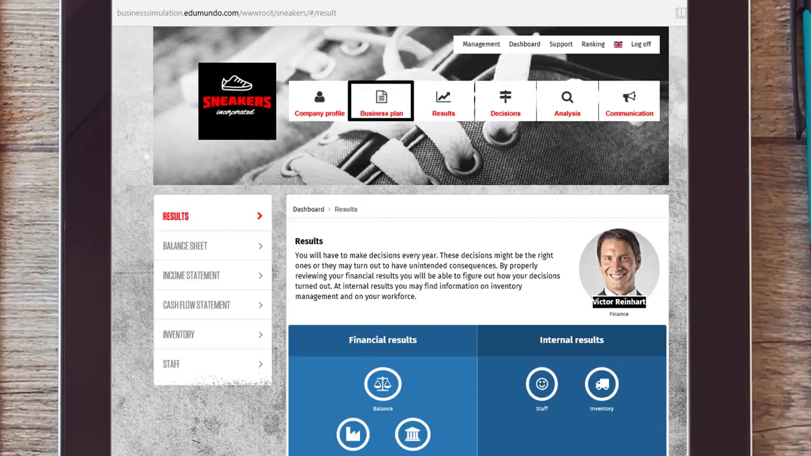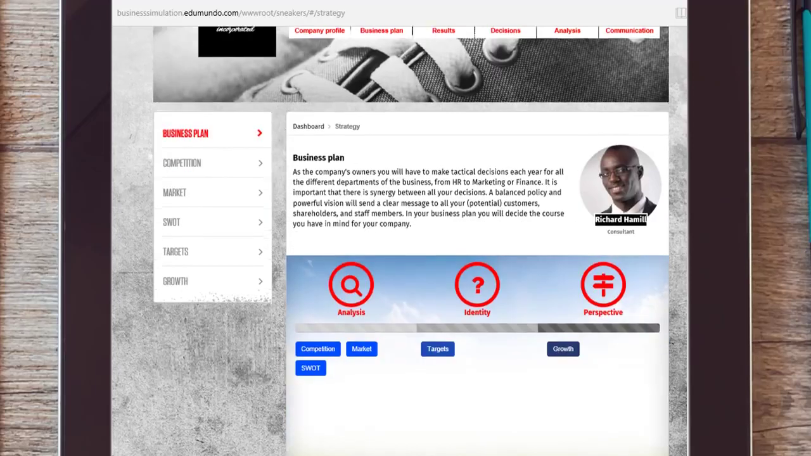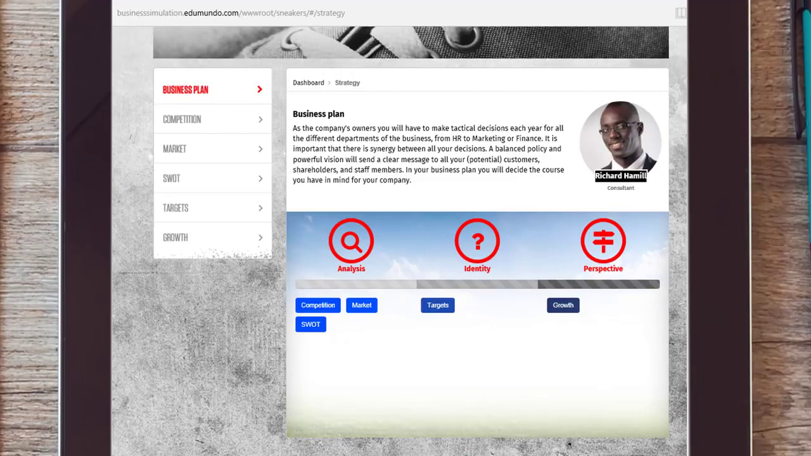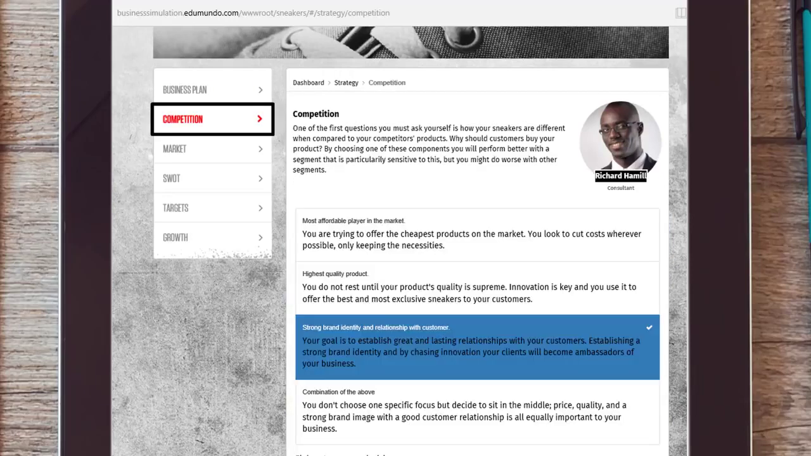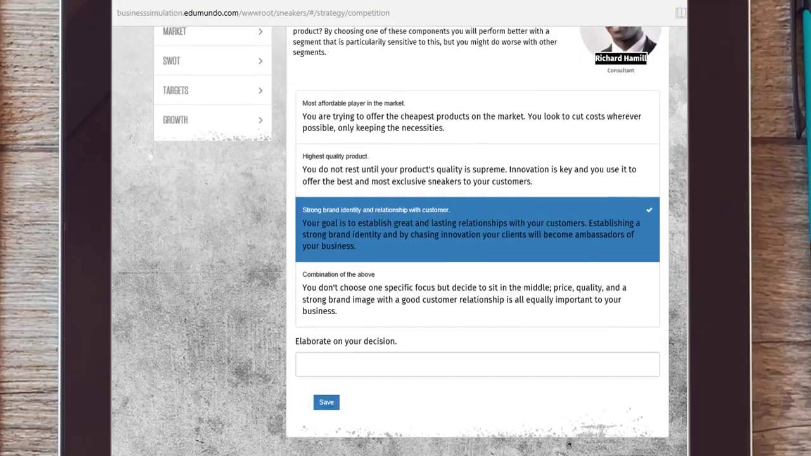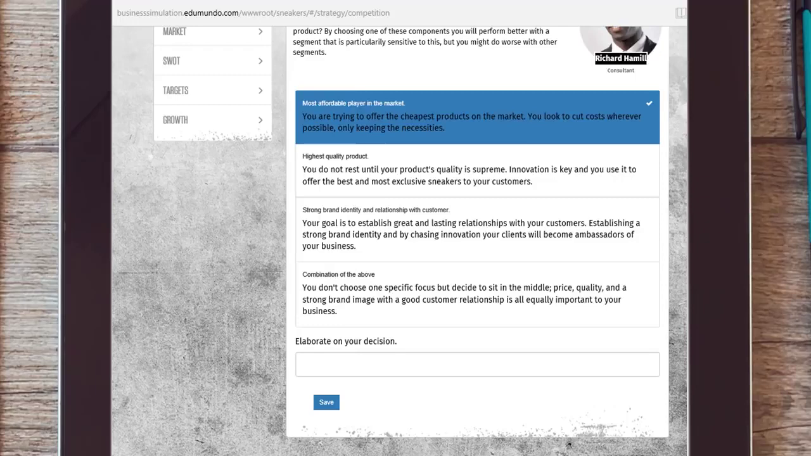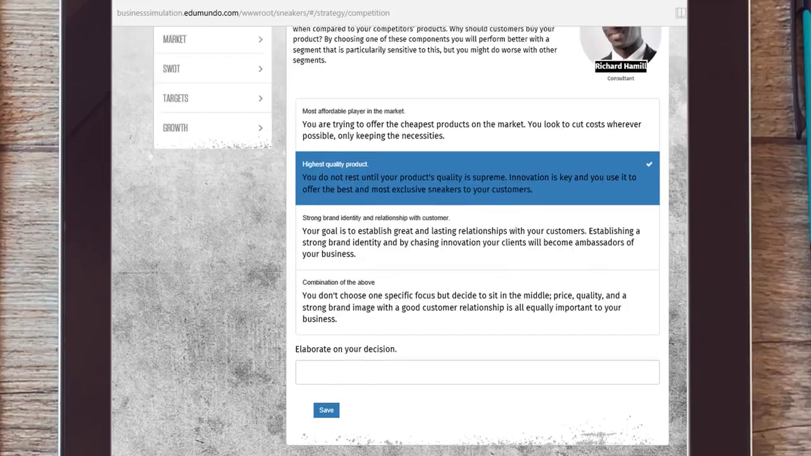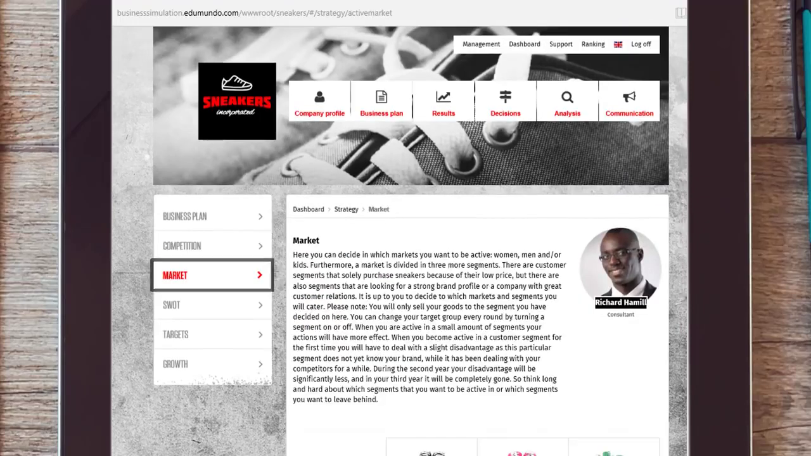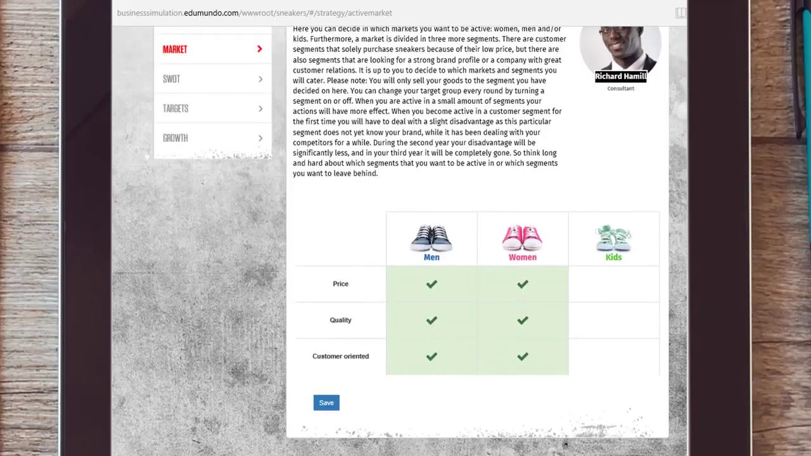Next up is the business plan. Base your business plan on the information you found at Analysis and Results. When making a business plan, go to competition and think about how your sneaker brand distinguishes itself from the competition. Thus, try to determine the focus points of your company. Then choose the markets you want to enter. Think about the different market segments your company will appeal to.